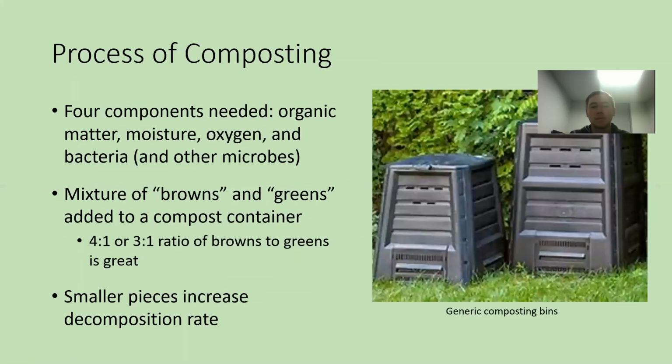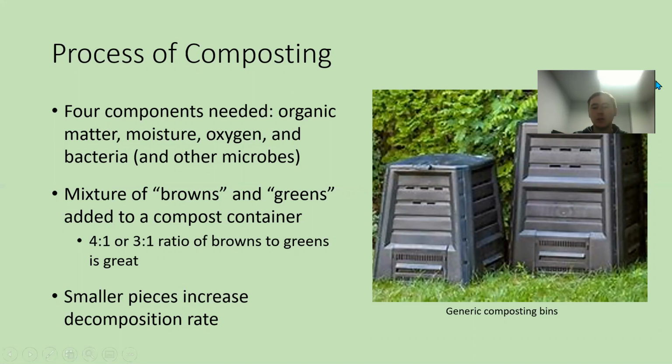things. The process of composting requires four main components, and this is the organic matter, such as leaves or leftover food, and moisture, oxygen, and bacteria or other microbes, such as fungi. It is generally considered that you need a mixture of browns and greens, and browns are dead plant material such as leaves, and greens are the leftover food like fruits and vegetables. And the ratio of 4 to 1 or 3 to 1 ratio of browns to greens is what you're looking for.